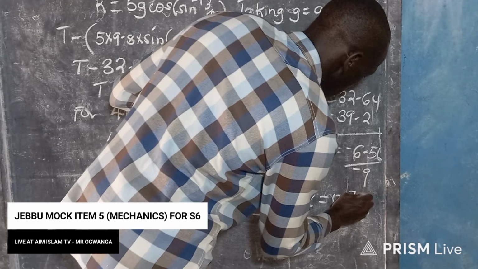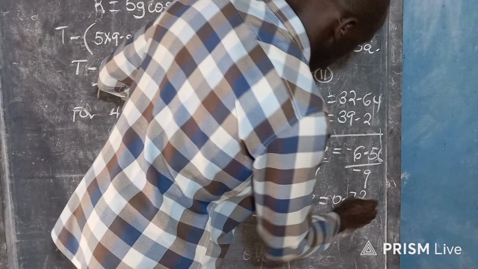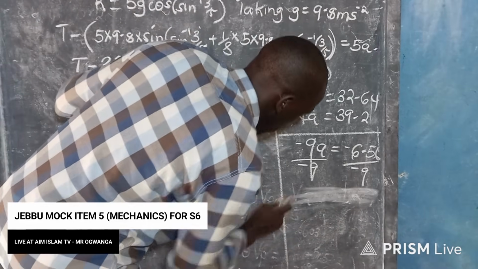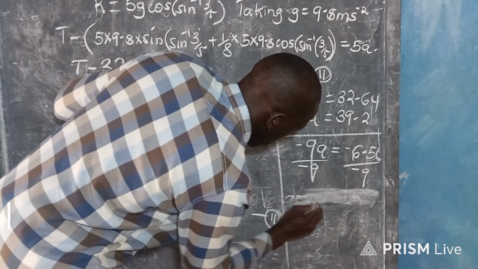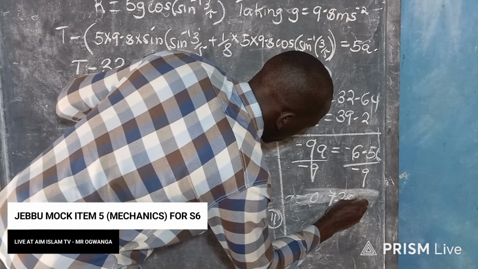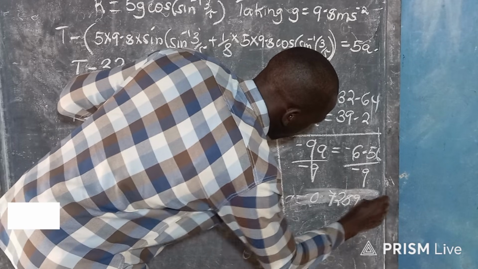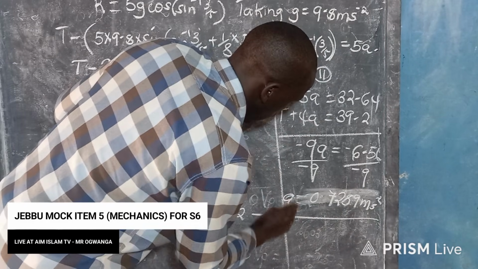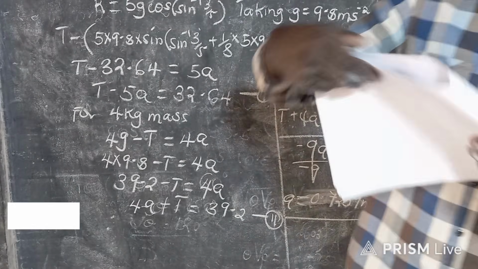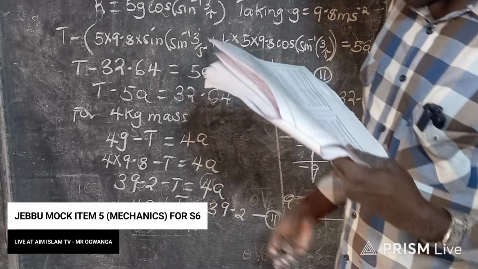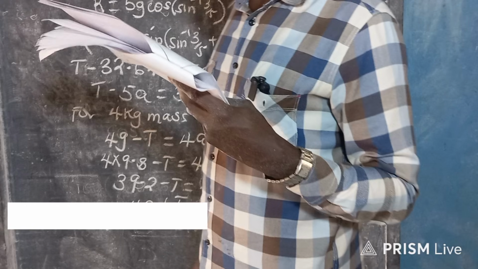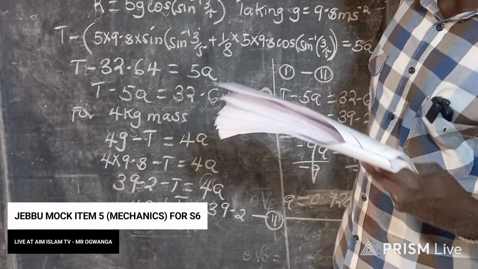So 0.7289 meters per second squared. But here the question was saying that we should investigate the acceleration of the system and the time taken for the hanging mass Q to reach the ground.